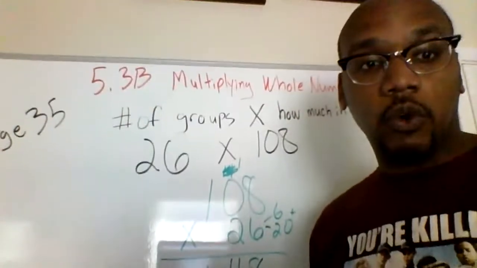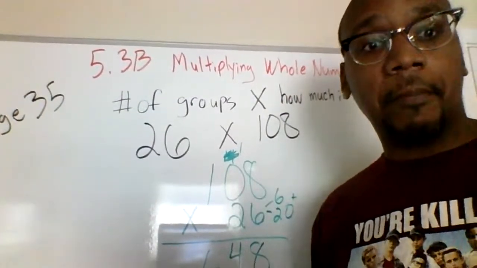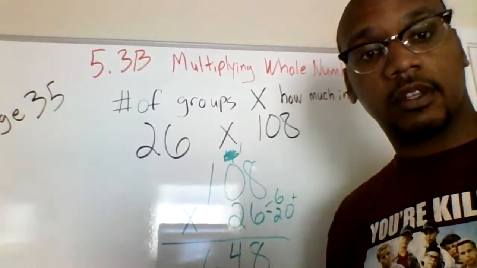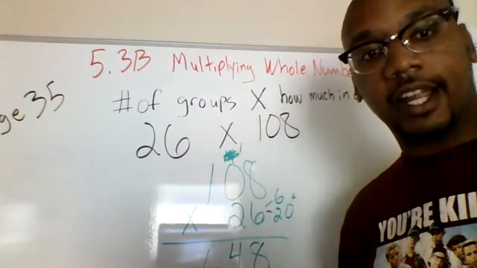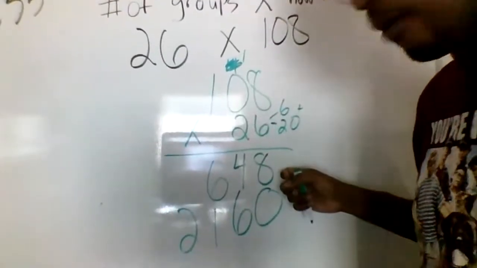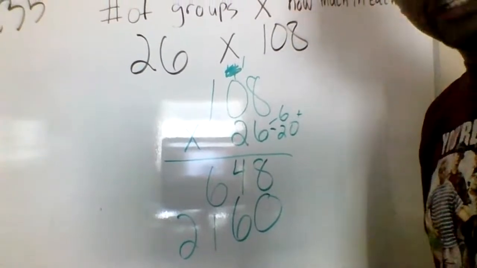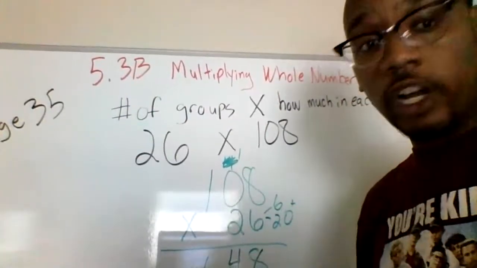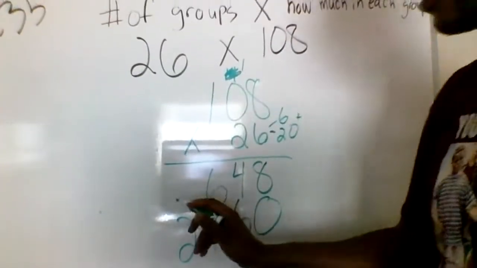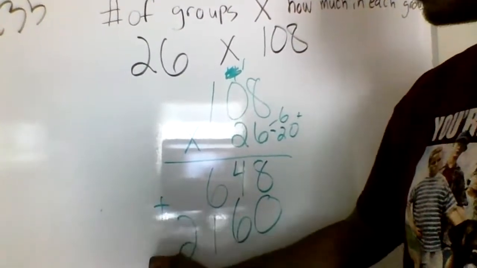Now, I want you to know, if you do this problem in box method, or partial products, like they call it, if you do it in box method, these are going to be the 2 answers that you need to add up in box method as well. It's going to come out the same. All right? So the last thing I need to do is just add them up.